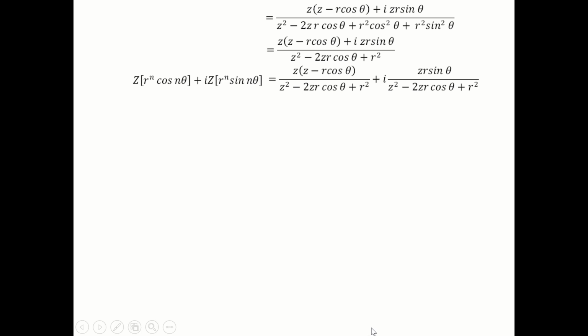Now see, on the left hand side you are having real part and imaginary part. In the left hand side the real part is nothing but Z of r power n cos n theta, and the imaginary part is Z of r power n sin n theta. Similarly, in the right hand side the real part is z into z minus r cos theta by z square minus 2 z r cos theta plus r square. The imaginary part is z r sin theta divided by z square minus 2 z r cos theta plus r square.